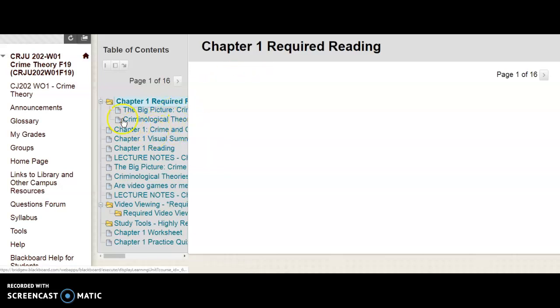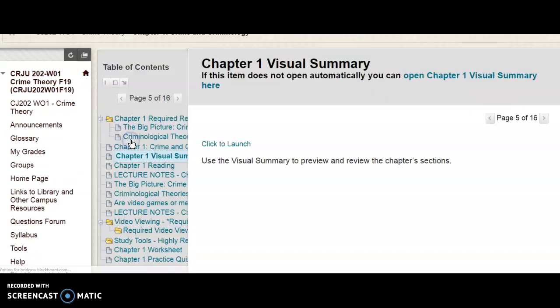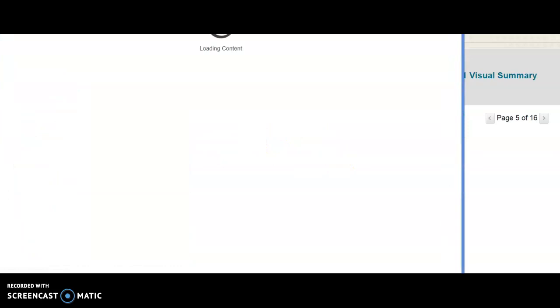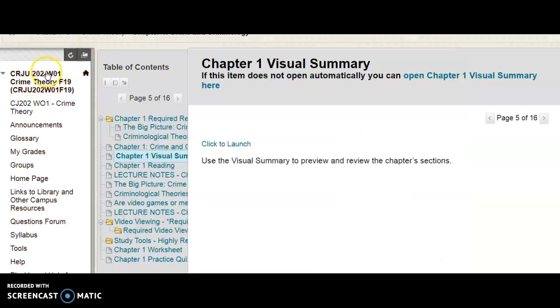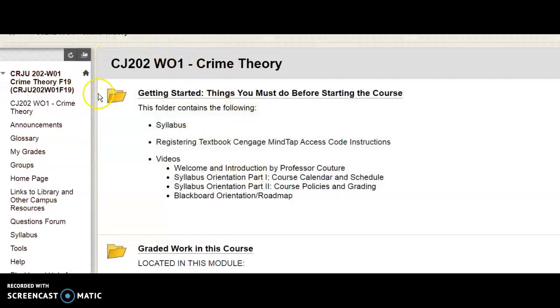All right, so you will have in Chapter 1 a visual summary. I'm going to click on that right now. When you click on it, if you have not already registered your access code and also have a Cengage account, which is described in a posting at the opening of Blackboard, you will see getting started is the first block. There's step-by-step instructions on how to create an account and register.